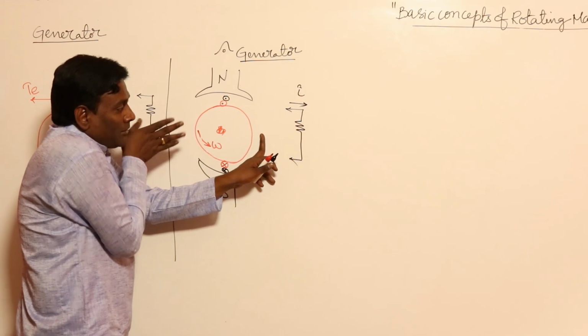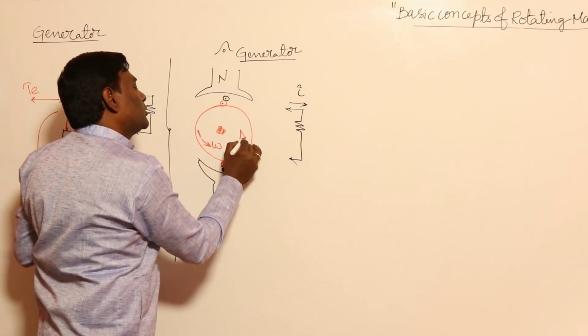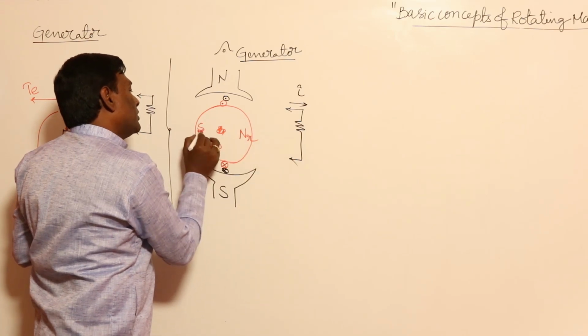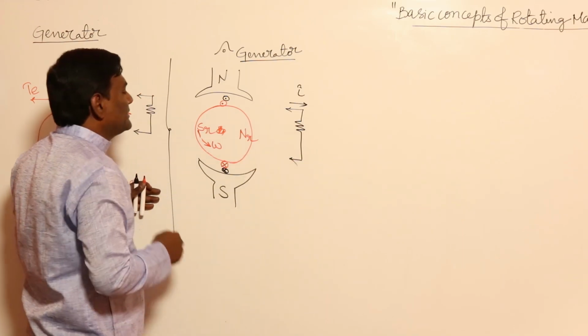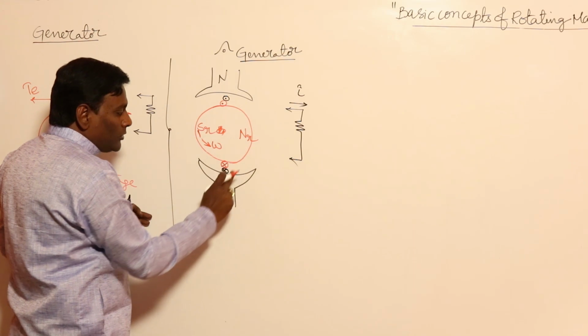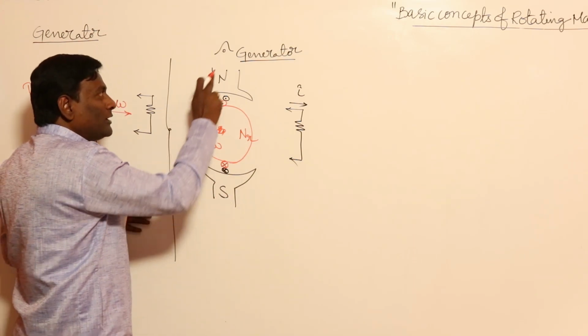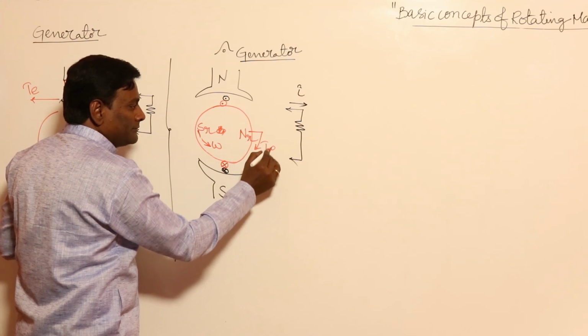You are sitting in the air gap. Flux is coming out like this. So it should be north pole of the rotor, south pole of the rotor. This will happen only once your load is connected. Now north pole will be repelled. North pole, south pole will be attracted. South pole, north pole will be attracted. So north and south will be attracted. So torque developed will be in this direction.